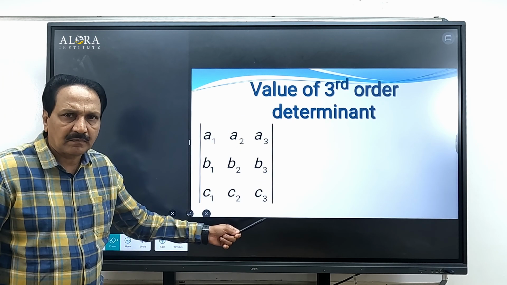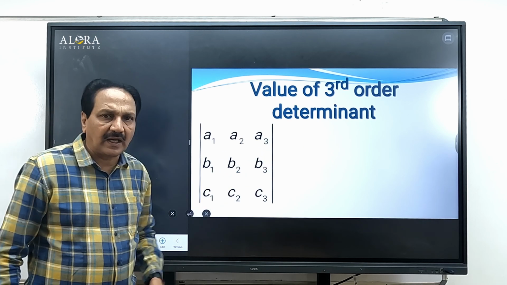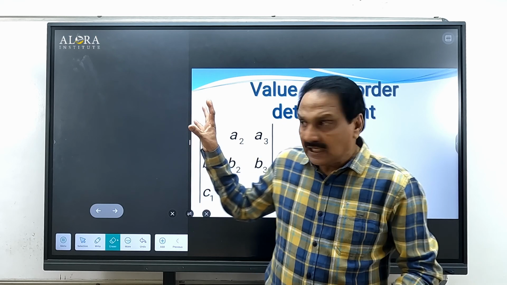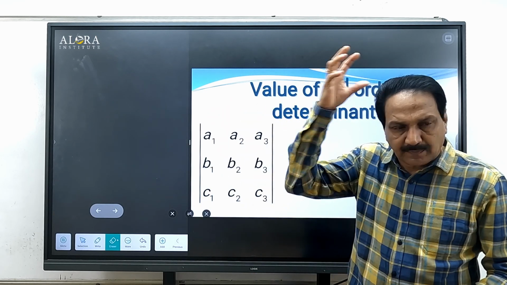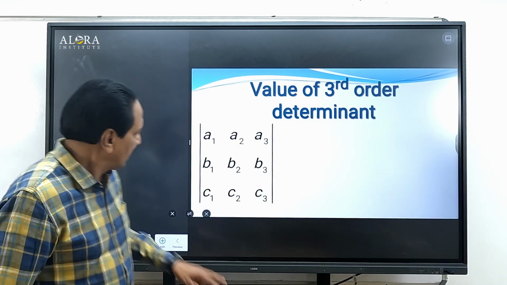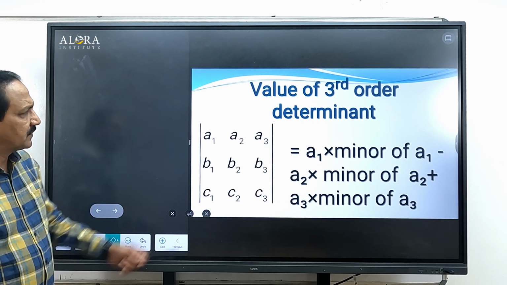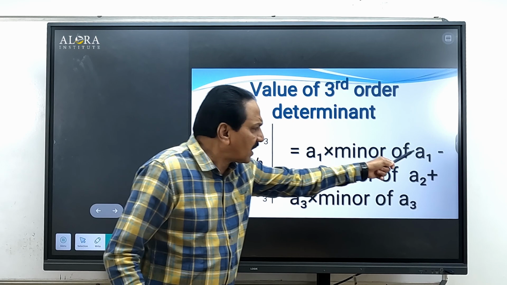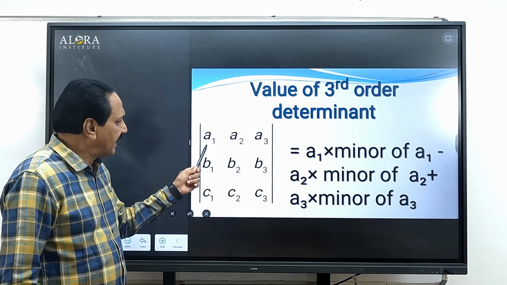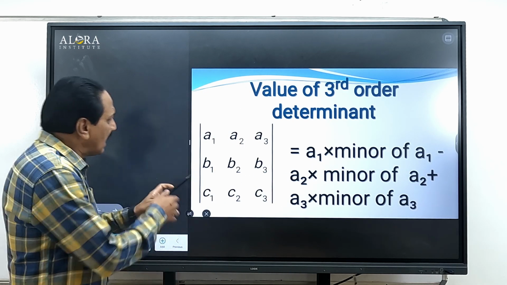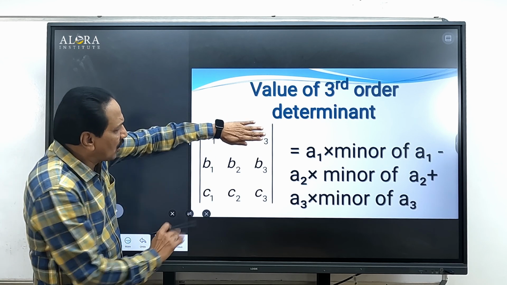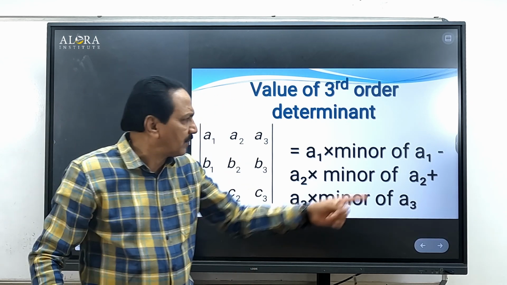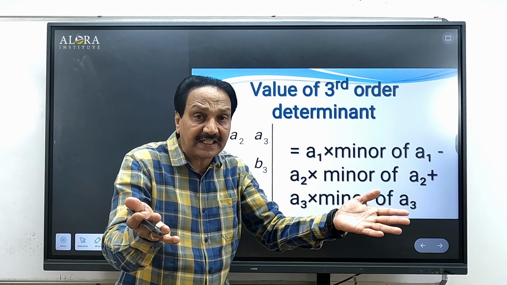Look at the determinant here. Now let's write the formula. So in the formula actually, we'll come across the word minor. That's why before this, I have explained to you what is meant by minor. Let's look at the formula here. First element A1 multiplied by minor of A1. First element into its minor. How will I write the minor of A1? Close the row and the column containing that. The remaining elements, if you write it in the determinant form, that is the minor. You know the method of writing the minor.